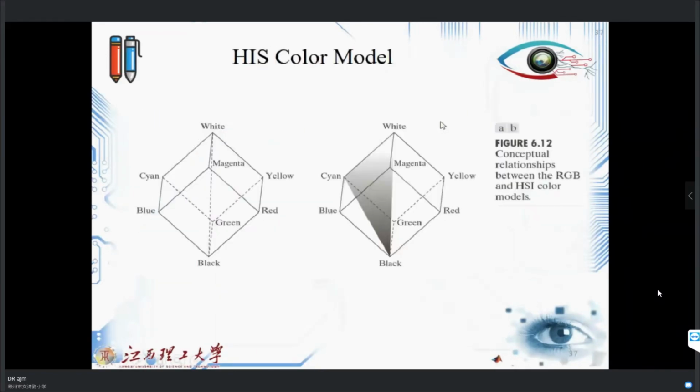Here also I show the HSI model, which is the conceptual relation between the RGB and HSI, as you will see. The white, black, blue, cyan, yellow, red, and green are shown here, and the different representation between the RGB and HSI.